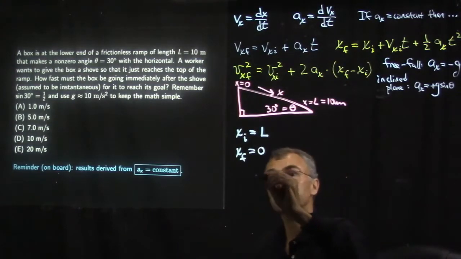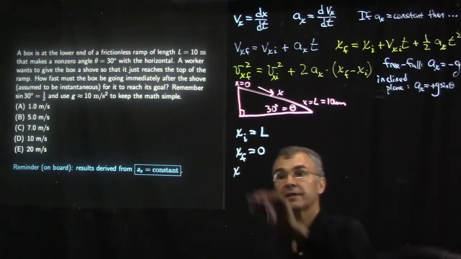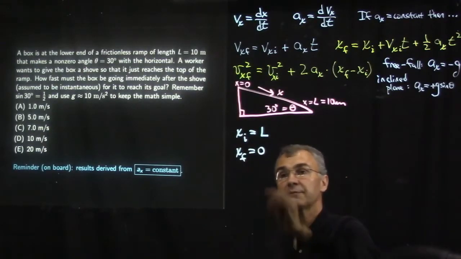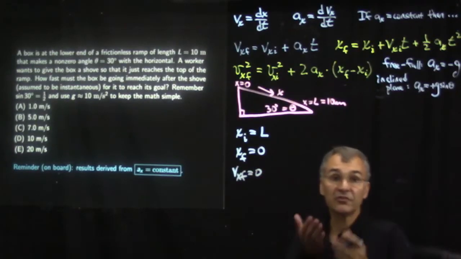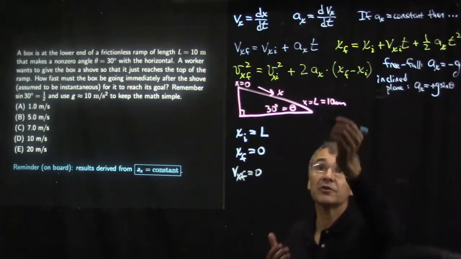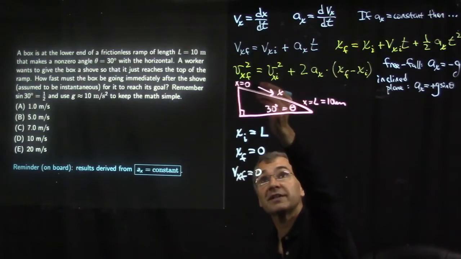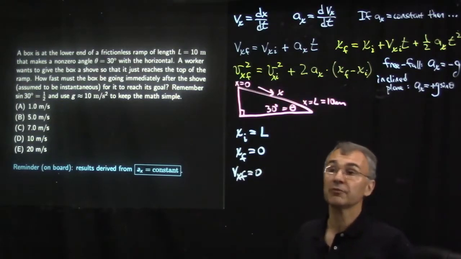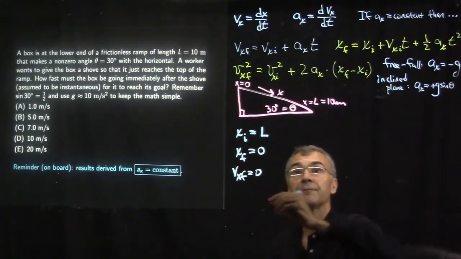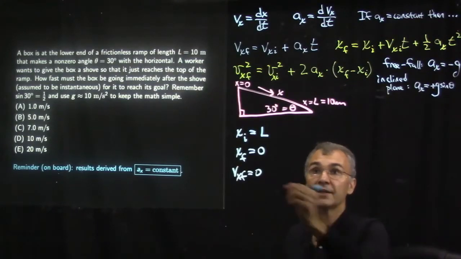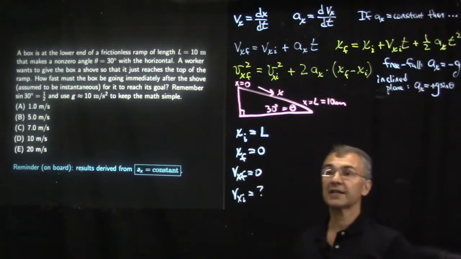We also know that when we get to the top of the ramp, Vx final is 0, because we say it's just barely able to reach it. So you shove it upward, and it goes less and less quickly, and it's going to just reach the top. Its speed is going to be 0 at the top, because that's what we mean by it just barely reached it. And Vx initial is what we're trying to figure out.